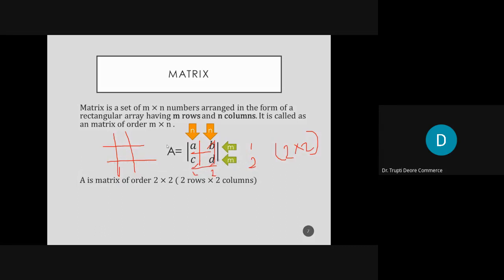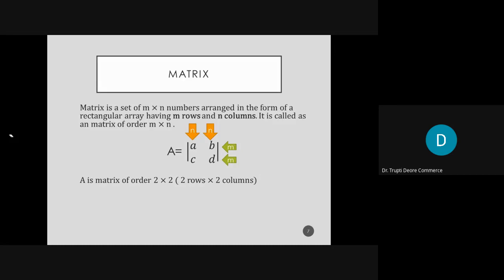Now, so these are matrices. A is a matrix of order 2 by 2. That is 2 rows multiplied by 2 columns. If the rows and columns are the same, that time it is called order 2 only. Why? Because rows and columns are the same, so you don't have to write 2 by 2.